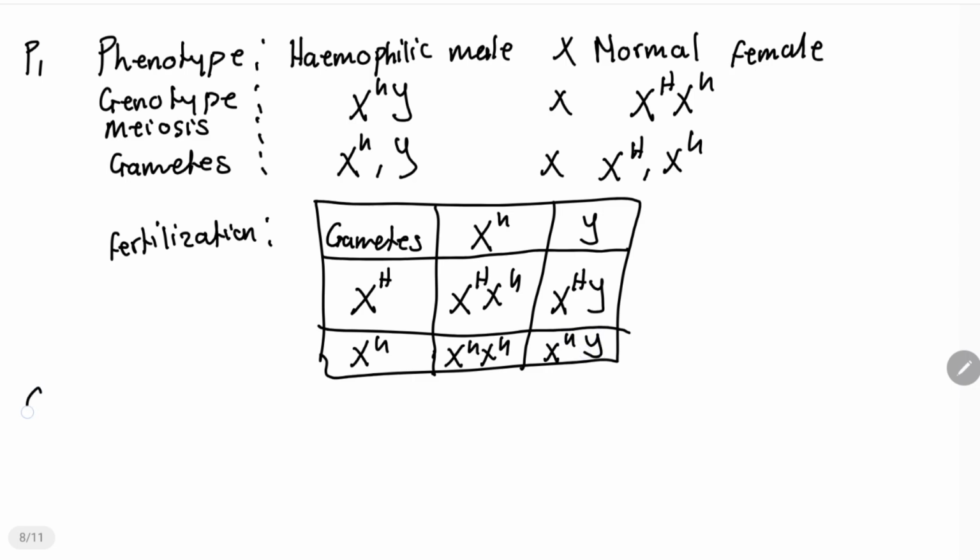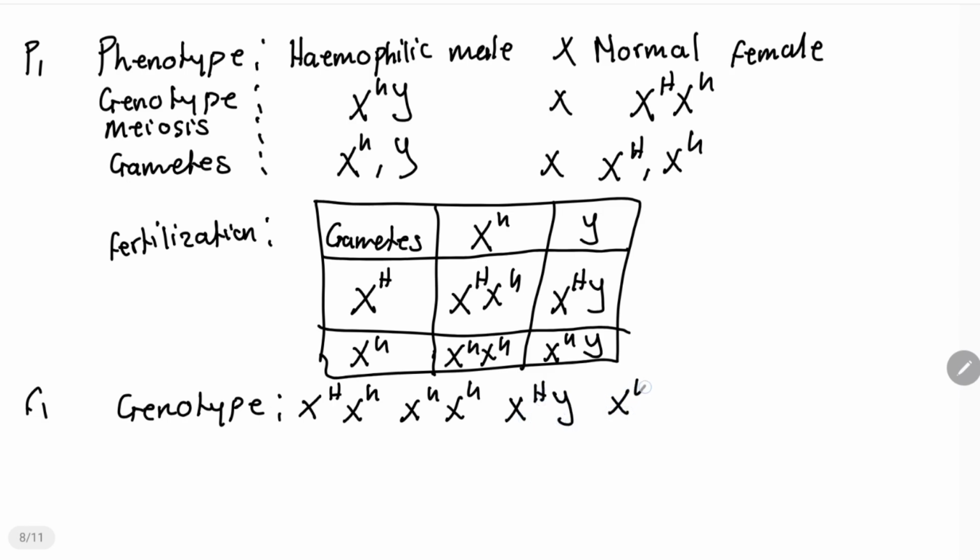After fertilization now comes F1. This is our offspring of the first generation, and in front of F1 we write genotype. We simply copy our genotypes there. So it is going to be X^H X^h, X^h X^h, X^H Y, X^h Y. Below the word genotype now comes phenotype.